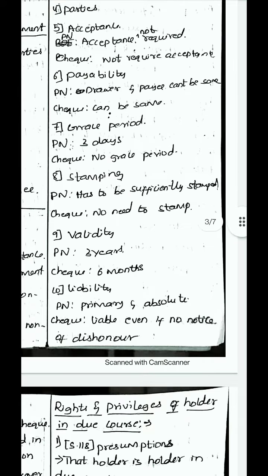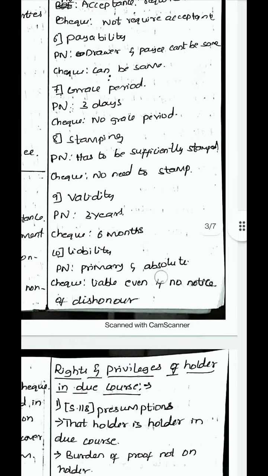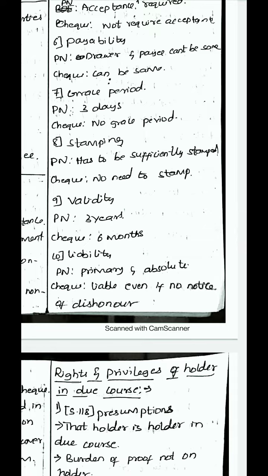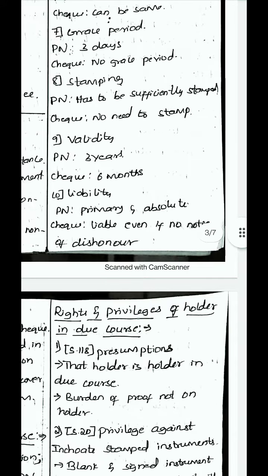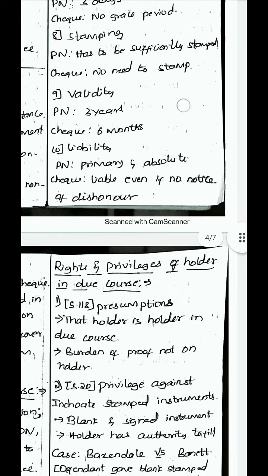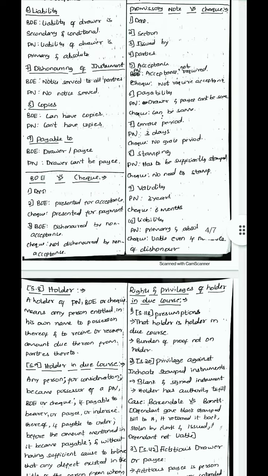The one who is making the instrument in check can also accept the payment. Grace period. For promissory note, the grace period is 3 days, but for check there is no grace period. Stamping. The promissory note has to be sufficiently stamped, but in check there is no need to stamp. Validity. The promissory note is valid for 3 years, whereas check is valid only for 6 months. Liability. The promissory note's liability is primary and absolute, but in check the drawer is liable only if notice of dishonor is served. So this is the difference between promissory note and check.